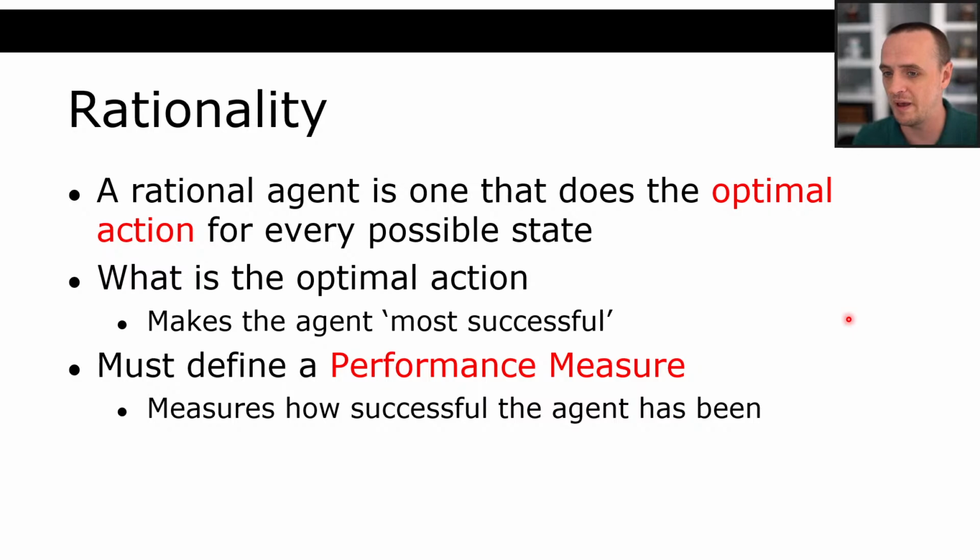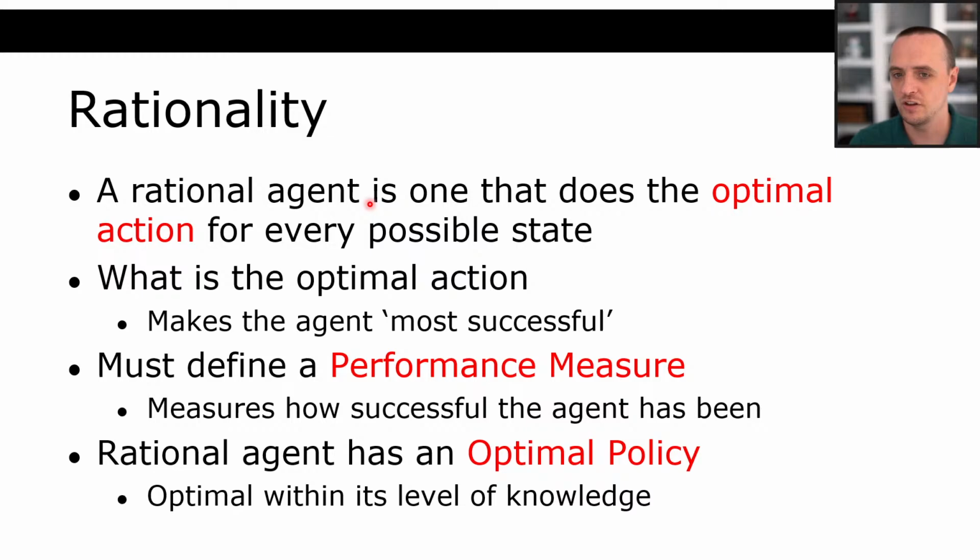So the performance measure is going to measure how successful the agent has been. And so if the rational agent does the optimal thing for every possible state, then by definition, the rational agent has an optimal policy, okay? And it's optimal within its level of knowledge, meaning that, and we'll talk about this a bit later, a rational agent can only do the best it knows with a given information, right? And I'll give you an example of that later.